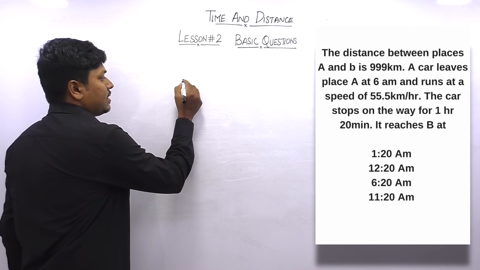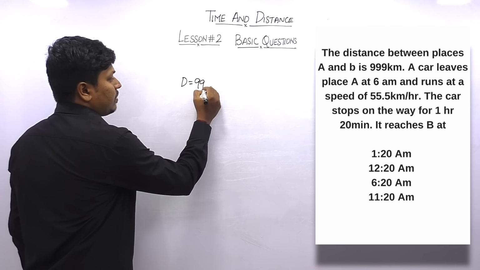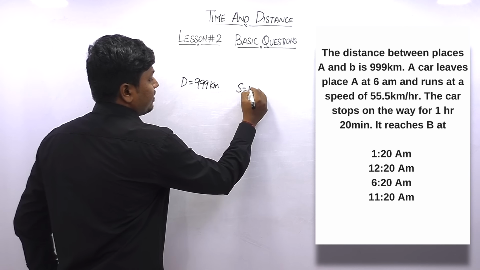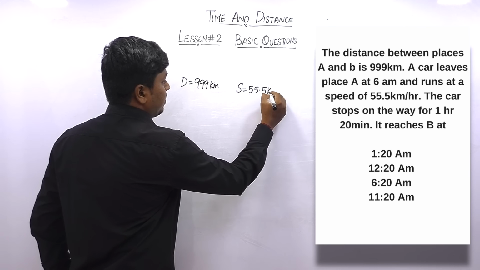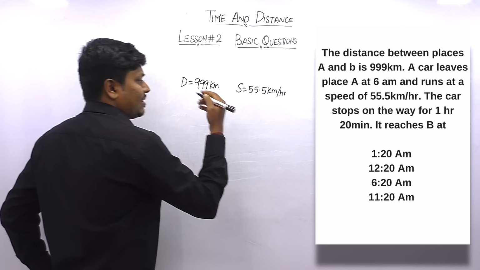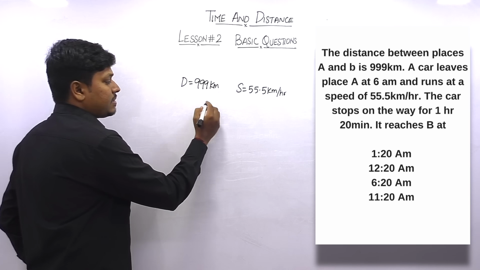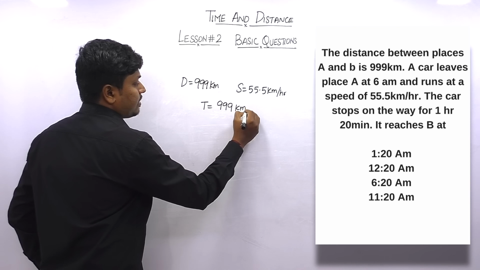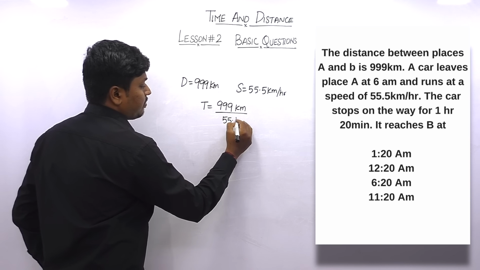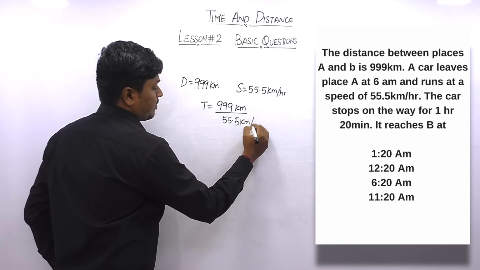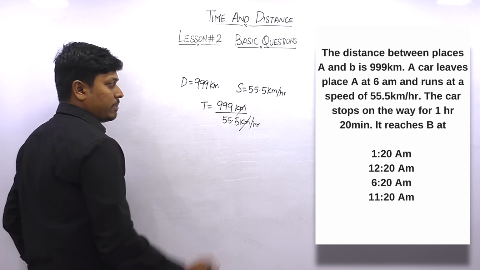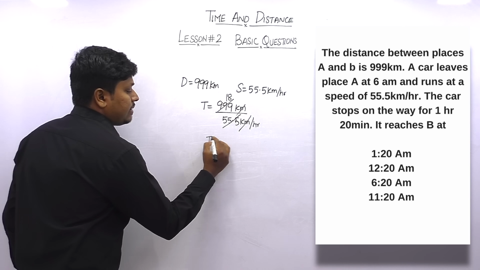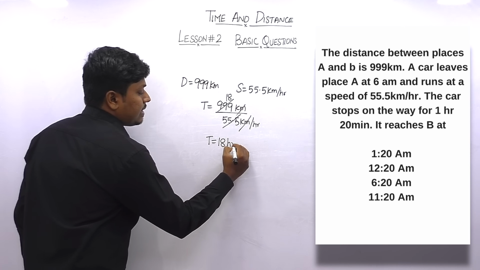Easiest question. So distance is 999 km. They have given the total distance is 999, and the speed is also given, which is 55.5 km per hour. So let me see what is the time taken to reach this destination. Time is equal to distance divided by speed, 999 divided by 55.5 km per hour. Now you can cancel kilometer. I think you can cancel this 18 times. So finally we found the time taken is 18 hours.